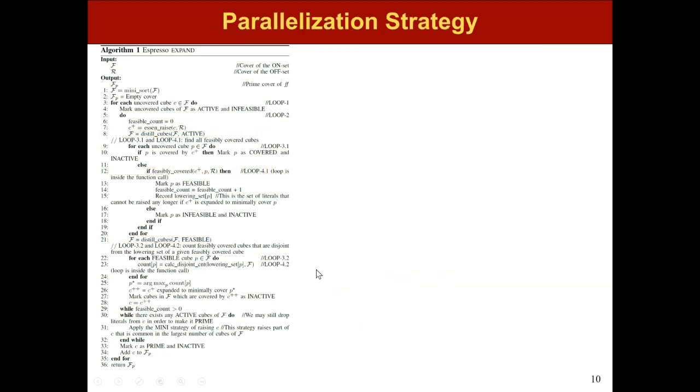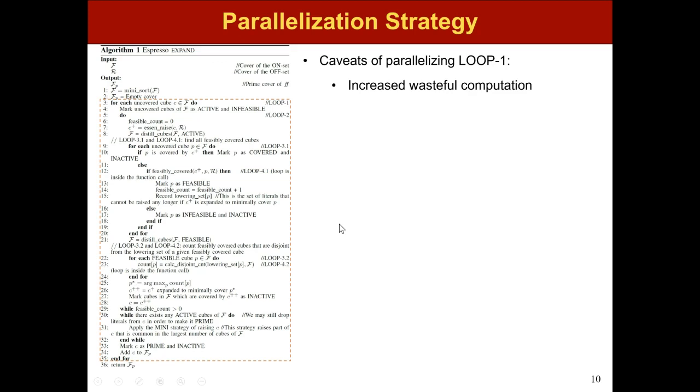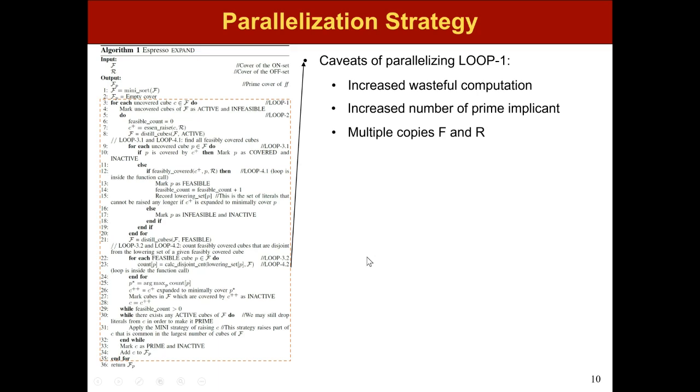Now, let's try to understand the parallelization strategy. So should we parallelize loop 1 so that multiple cubes are made prime in parallel? The answer is no, and there are 3 reasons behind it. First is that it increases wasteful computation because some of the cubes being expanded parallelly can try to cover each other. Secondly, the number of prime implicants may increase because same cubes of f will be attempted to be covered multiple times. Lastly, we also need independent copies of f and r since they are modified inside loop 2.